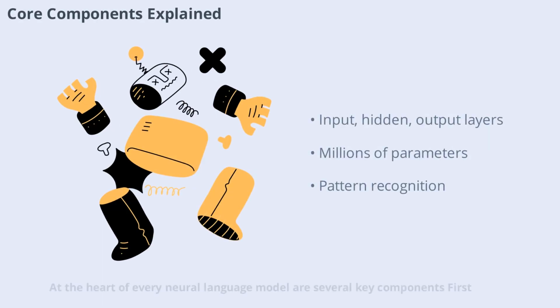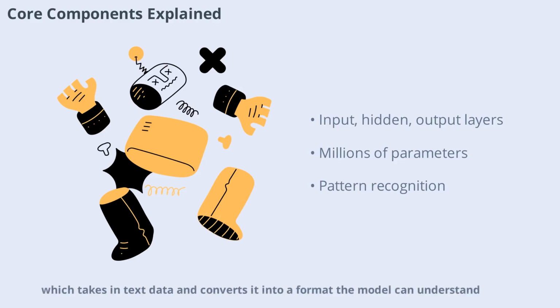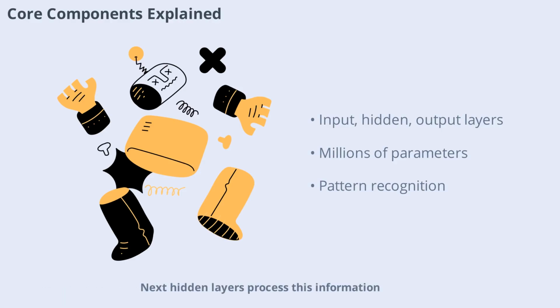The heart of every neural language model is several key components. First, there's the input layer, which takes in text data and converts it into a format the model can understand. Next, hidden layers process this information, identifying patterns and relationships between words. Finally, the output layer generates predictions or responses. These layers are connected by millions of parameters, which the model adjusts during training to improve its accuracy. Understanding these components is crucial for grasping how language models learn and perform complex tasks.